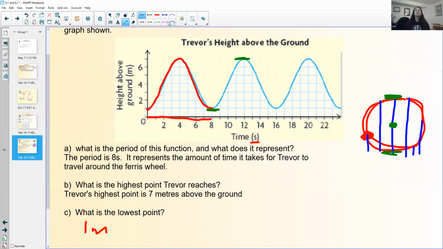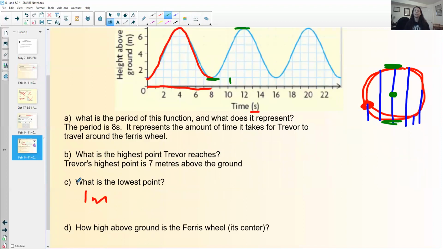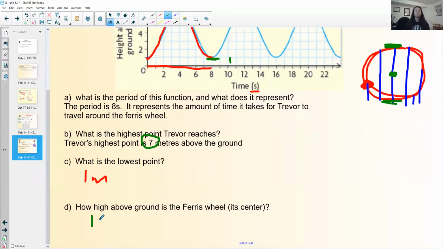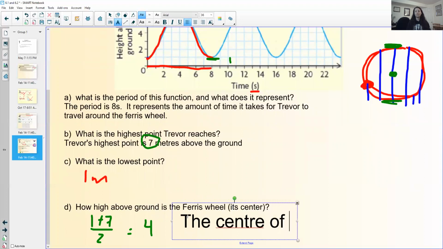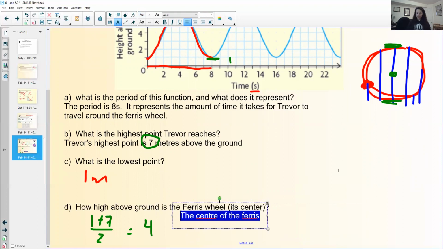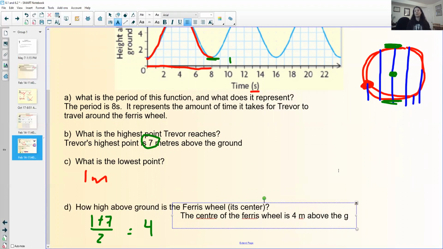It's the middle point. So just for today's purposes, if my lowest point is at 1, his minimum is 1, and his highest point is at 7, the middle point between 1 and 7 is the average. So just take 1 plus 7 and divide by 2, and you should get 4. Okay, so the center of the Ferris wheel is 4 meters above the ground. We'll make this some smaller writing so you guys can actually see what's going on.